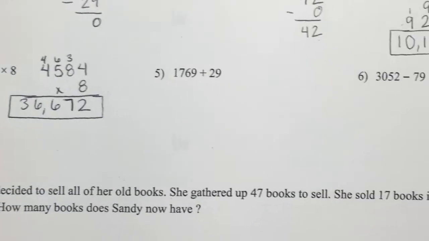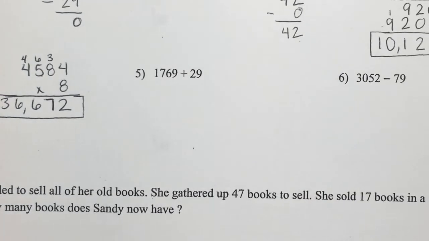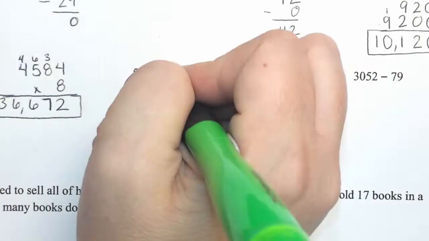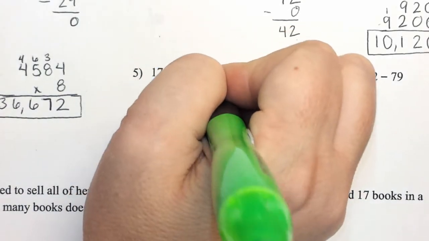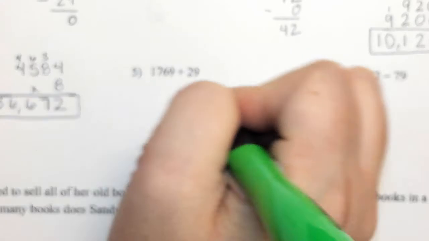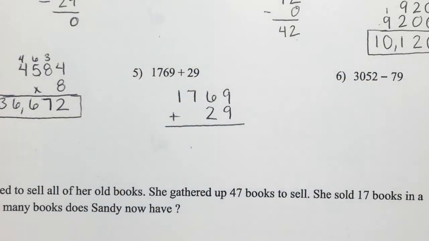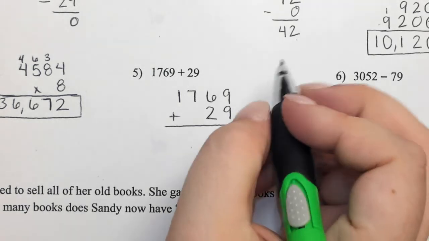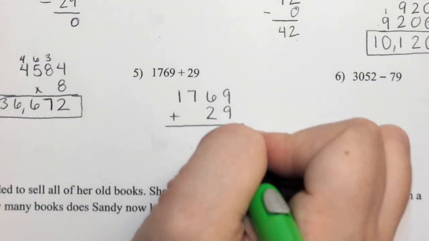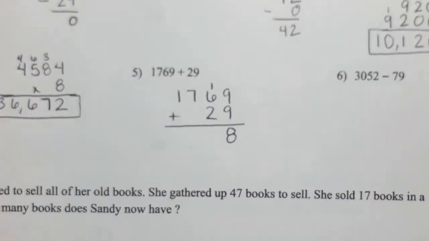All right. Number 5. For number 5, I have 1,769 plus 29. And again, you can see, guys, when I'm working these, I'm spacing my numbers out so that if I need to carry anything or mark out anything, I have room. All right. So I have 9 plus 9. 9 plus 9 is going to give me 18. Carry the 1.